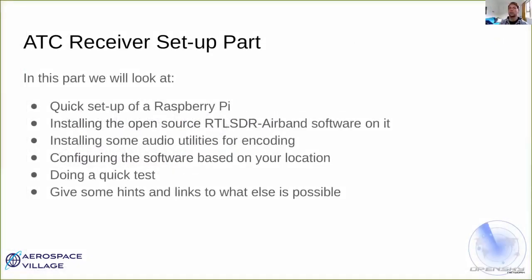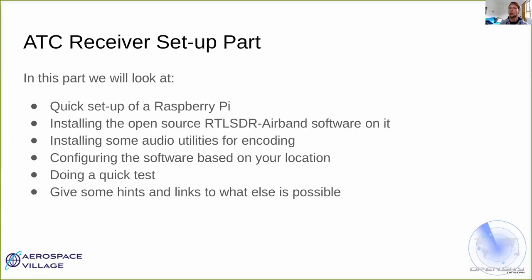Hi all, my name is Fabian, and in the second part I will take you through a tutorial of how to set up a Raspberry Pi as an air traffic control receiver. We will first go through a headless setup of the Raspberry Pi using SSH. Once we can access the Raspberry Pi, we're going to install RTL SDR Airband on it, which is an open source software that we can use to record ATC communications.